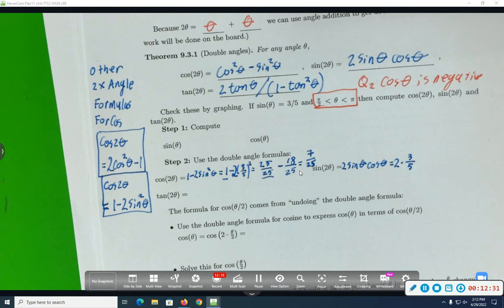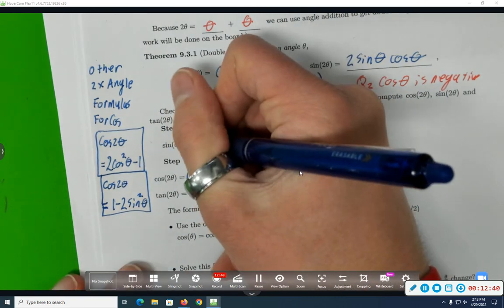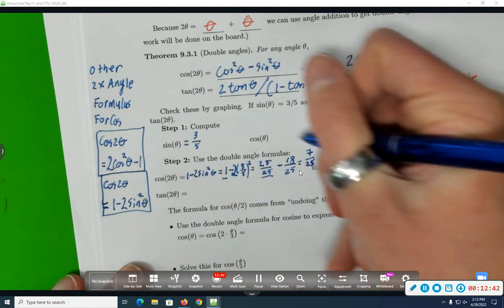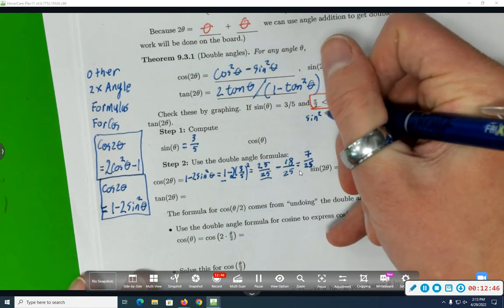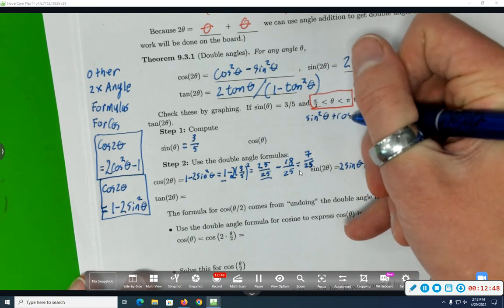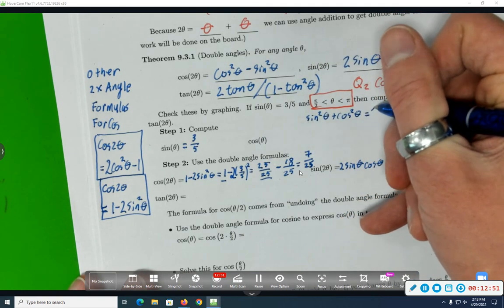Should I go through the walk of computing cosine given sine? Do people want to see that? Cool, let's do it. So here's the general rule. If you know sine, because we do know sine of theta is 3 fifths, and you want to compute cosine of theta, the rule to use is sine squared theta plus cosine squared theta is always equal to 1.